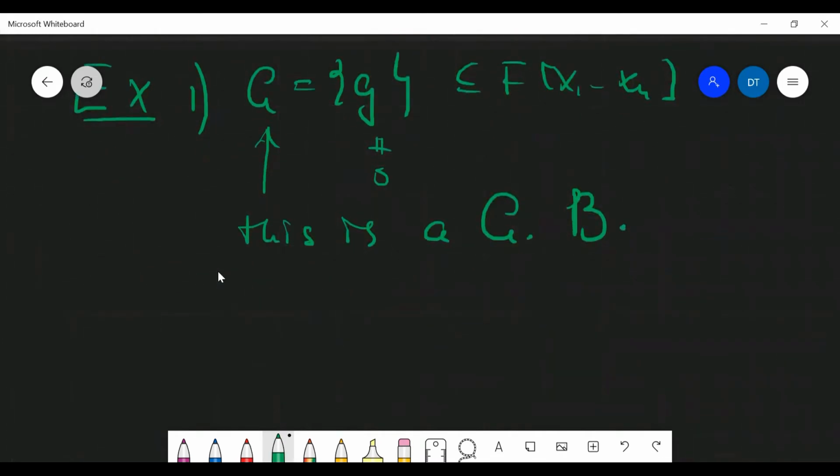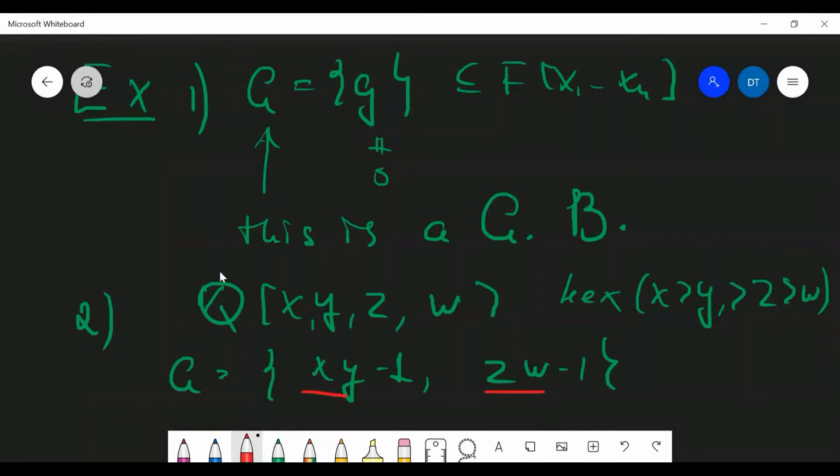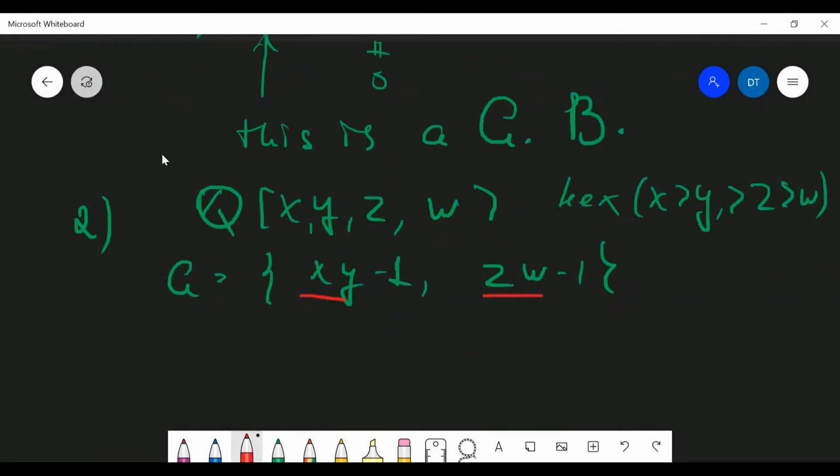The second example, let me be more precise. Let's take variables x, y, z, w, and let's take the lexicographical ordering. Let's say x is higher than y, is higher than z, is higher than w, and then I want G to be the set xy minus 1, zw minus 1. As you can see, the leading monomials are coprime, so they do not have a common factor. So in this case, your set is also a Gröbner basis. We will see in the next lecture why this is true, but now it's just an example without proof. So one can show that this is also a Gröbner basis.